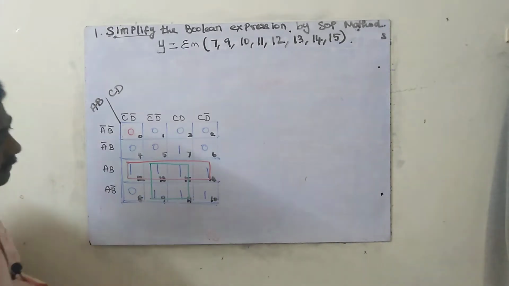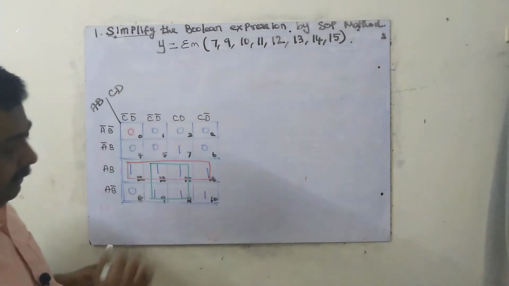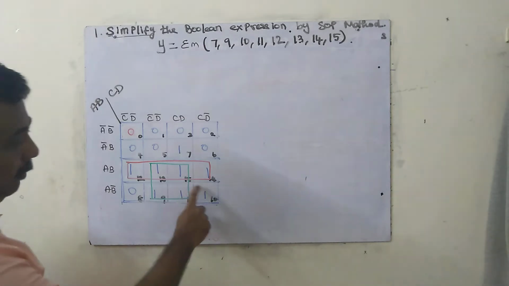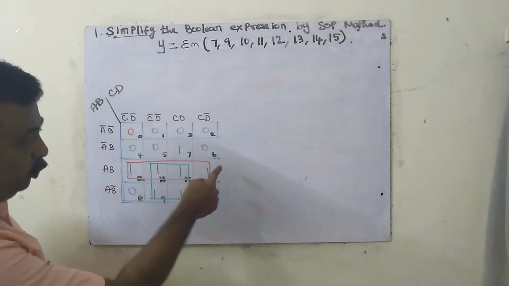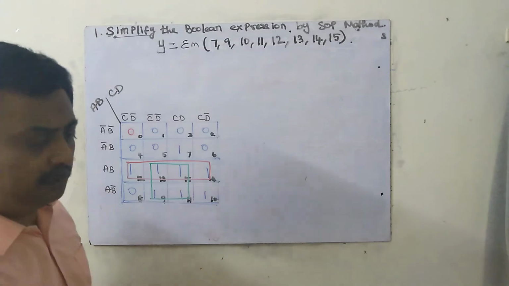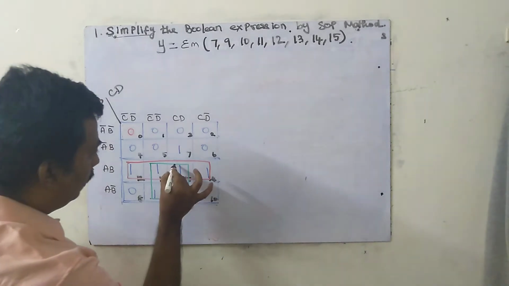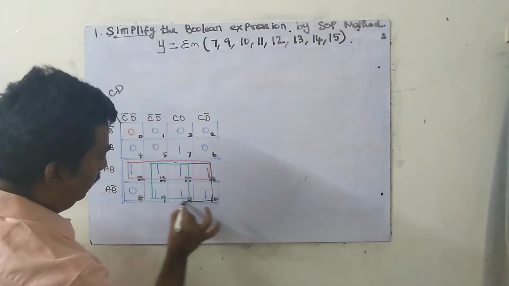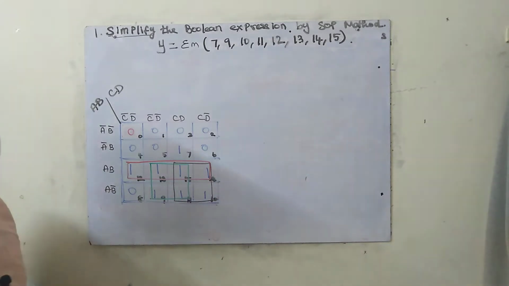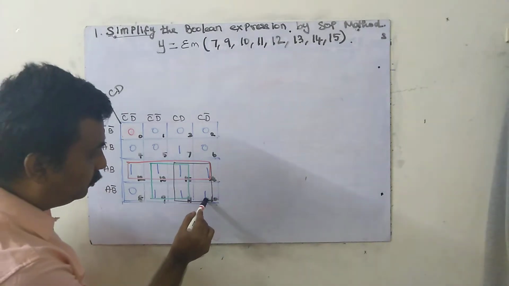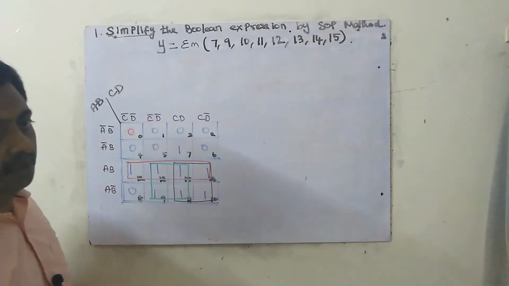I can box like this. Next, this one is remaining. So how can I box this? I can box 1. Otherwise I can box this 2. Otherwise I can box 4. That is also possible. So I am going for a 4 box. Nothing wrong. The larger the box, the smaller the equation. Even for this one, I can go for a very large box.